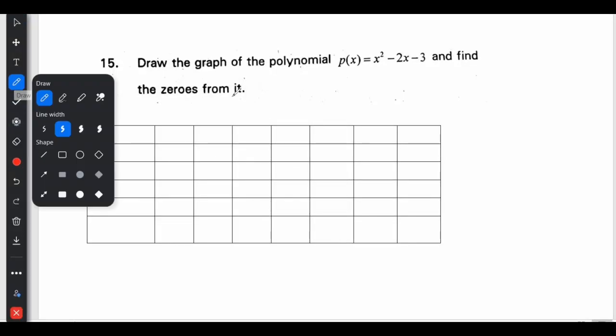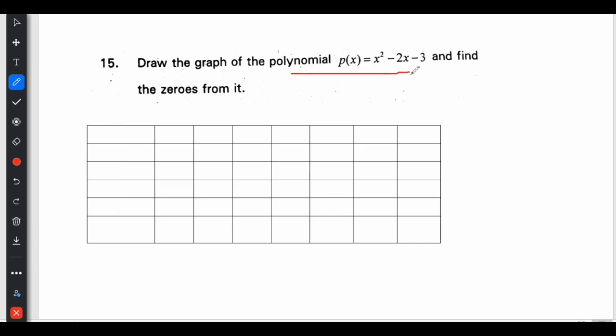Today we'll discuss the graph of the polynomial p of x equals x squared minus 2x minus 3 and find the zeros of the graph. So now we can take the input values as x, then x squared, minus 2x, minus 3. Then y equals x squared minus 2x minus 3. Then we can take the plotting points x comma y.